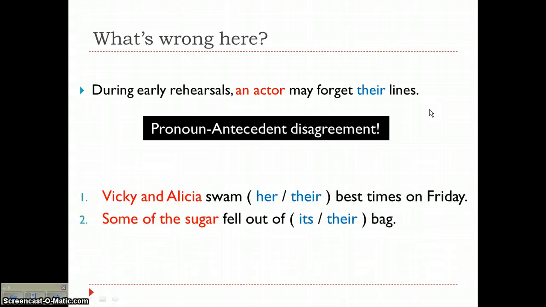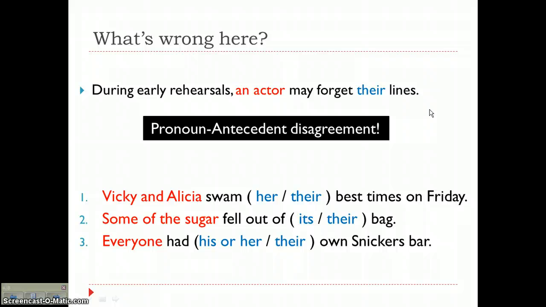Okay, let's see if you can do this. I'm going to throw 3 up here, and then I want you to go ahead and just pause the video and write down 1, 2, or 3, and then write down which pronoun you would use. Her or their, its or their, his or her or their. Just write that down on your sheet of paper, and we'll go ahead and check it in a second. All right, hopefully you've taken a second.